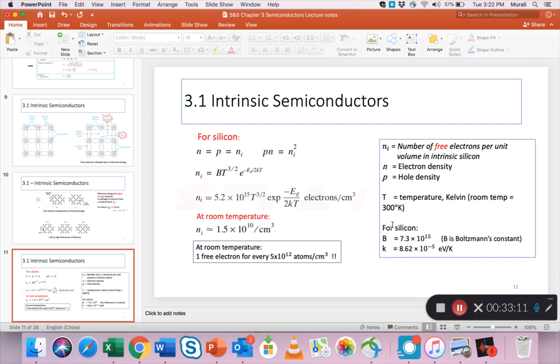B is called the Boltzmann constant. This is the value. T is the absolute temperature raised to the 3 by 2 exponent, times e to the minus Eg, which we just saw in the previous slide, divided by 2 kT. K also has a value here, 8.62. So there are all of these values, large numbers and small numbers, and we just have to learn how to work with these. If you're really interested in a lot of physics, please go ahead and look at the textbooks that give you all the derivation. But for our purposes, we just need to know the meaning of each of these and how to use them.